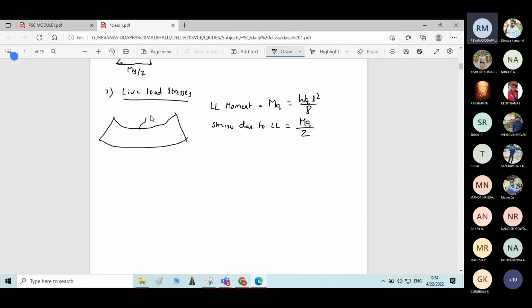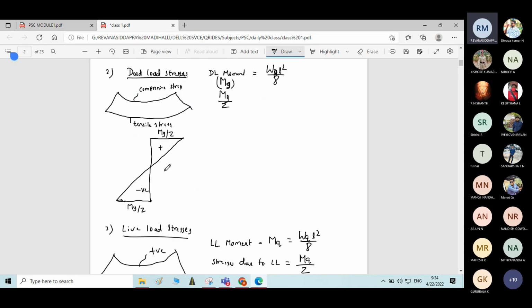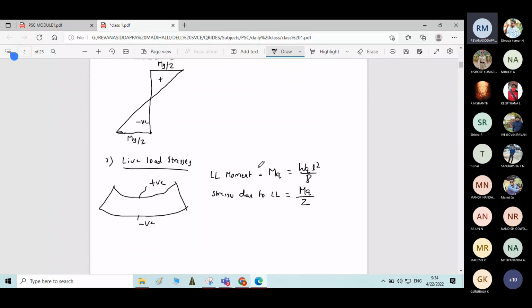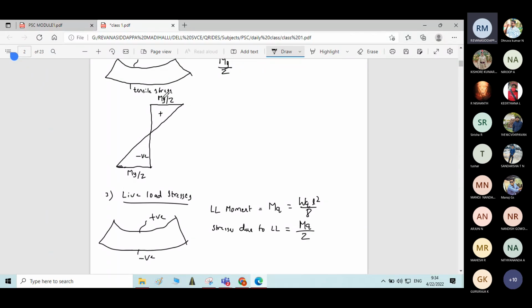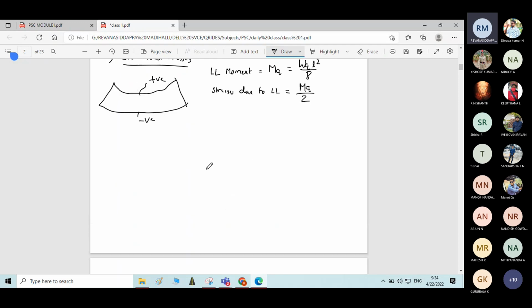So here compressive stresses, positive sign; tensile stresses, negative sign. The stress distribution you got for dead load, the same nature of stress distribution you will get. The only difference is that here you consider dead load moment, and here you consider live load moment. If I write the stress distribution, top fiber compressive stresses positive sign, bottom fiber tensile stresses negative sign, joining you will get the stress distribution.